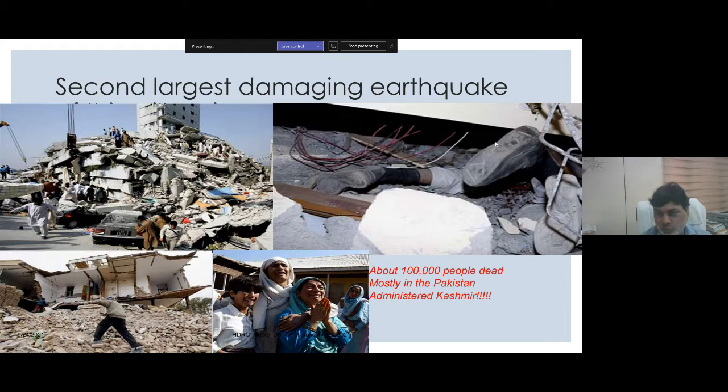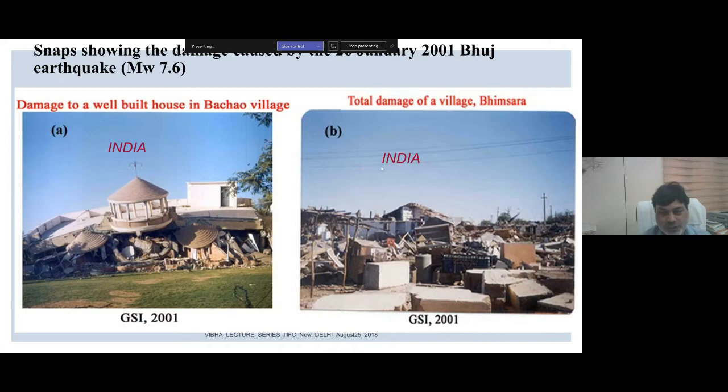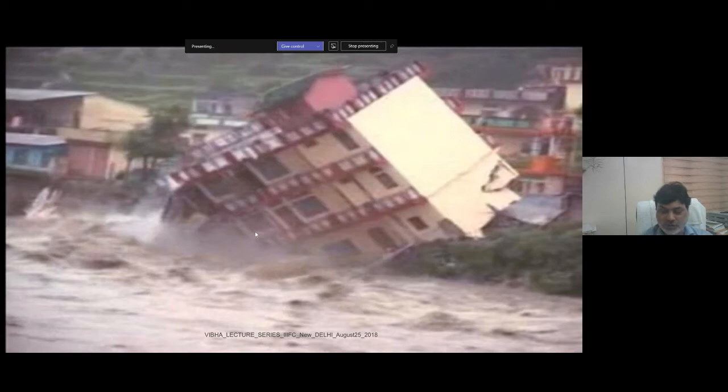If you come to the Bhuj earthquake in 2001, which was a bigger disaster, some structures are completely devastated, some structures are partially devastated. If you come to the Kedarnath tragedy, there is a lot of thrust of the water and the ground situations.